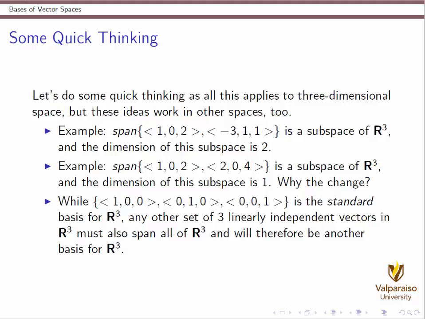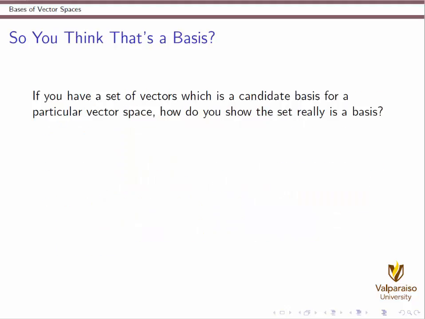Any other set of 3 linearly independent vectors in R3 will also span R3 and will also then be a basis for R3. So basis sets aren't that special because there's an infinite number of basis sets for R3, for example, but some of them are better than others. And why they're better, that's a whole other thing.